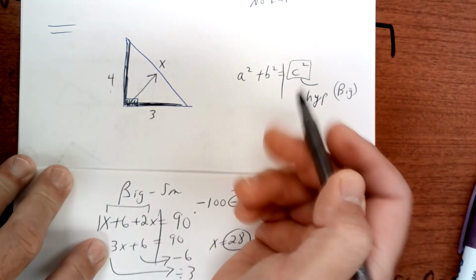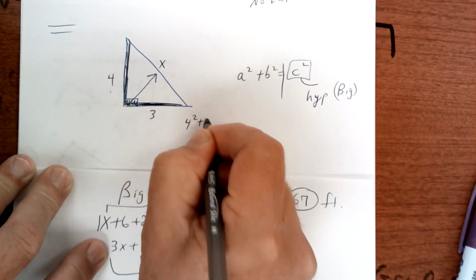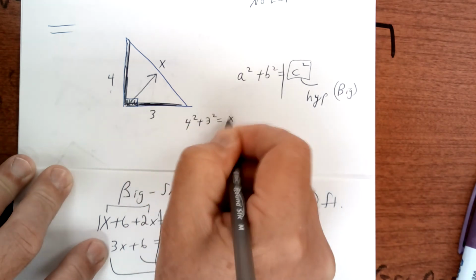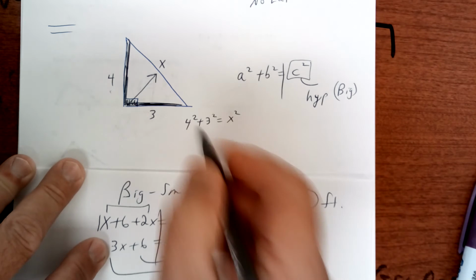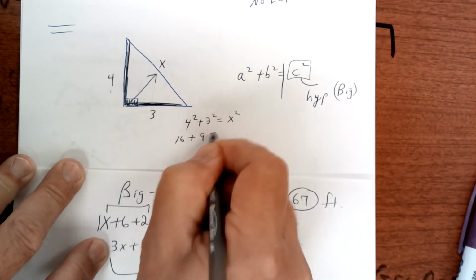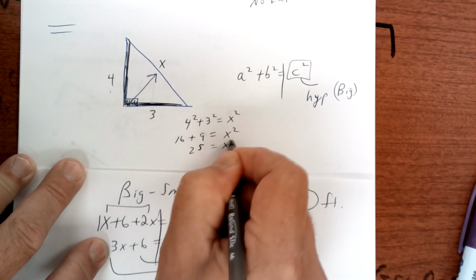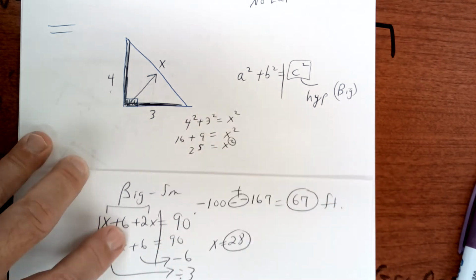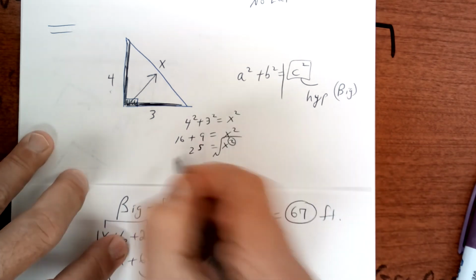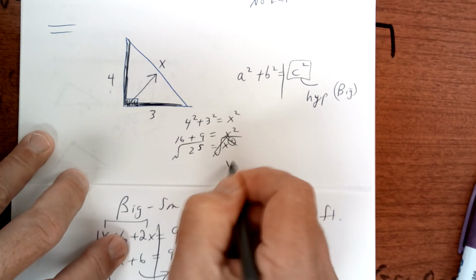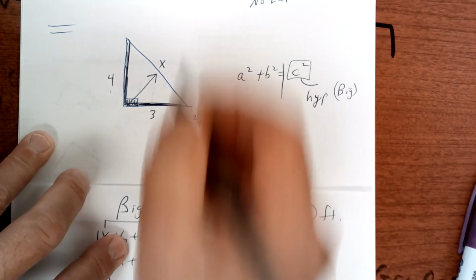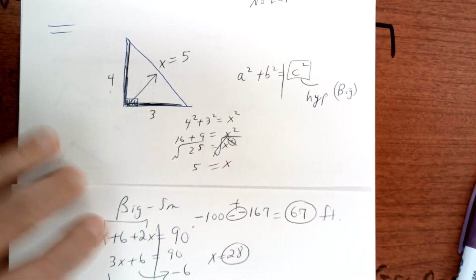So it's going to be 4 squared plus 3 squared is equal to x squared. So you're going to get 16 plus 9 is equal to x squared. 25 is equal to x squared. And then you got to get rid of that square. And you do that by doing the square root. So x is equal to 5. This is a classic 3, 4, 5 right triangle. Make sure you memorize that one.